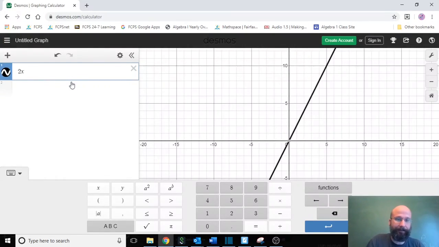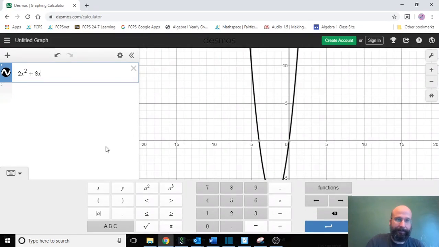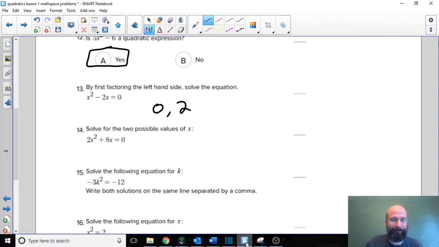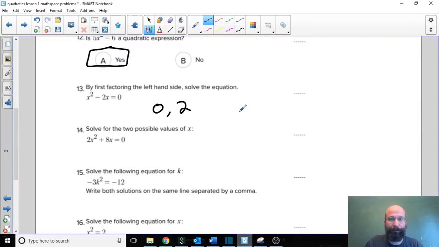So 2x squared plus 8x equals 0. Let's double check, make sure that's right. 2x squared plus 8x equals 0. Yes, it's right. I look at the curve. Where does it cross the x? It crosses at -4 and it crosses at 0. So those are my two answers. -4 and 0.